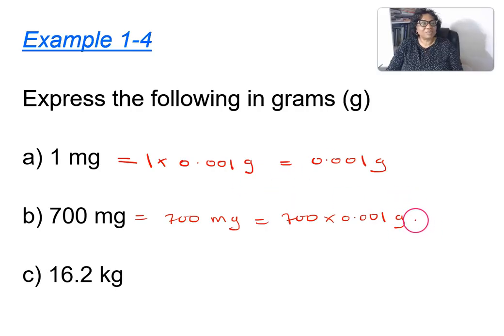So this will give us 0.7 grams, you see. So 700 milligrams equals 0.7 grams. Let's look at this one.